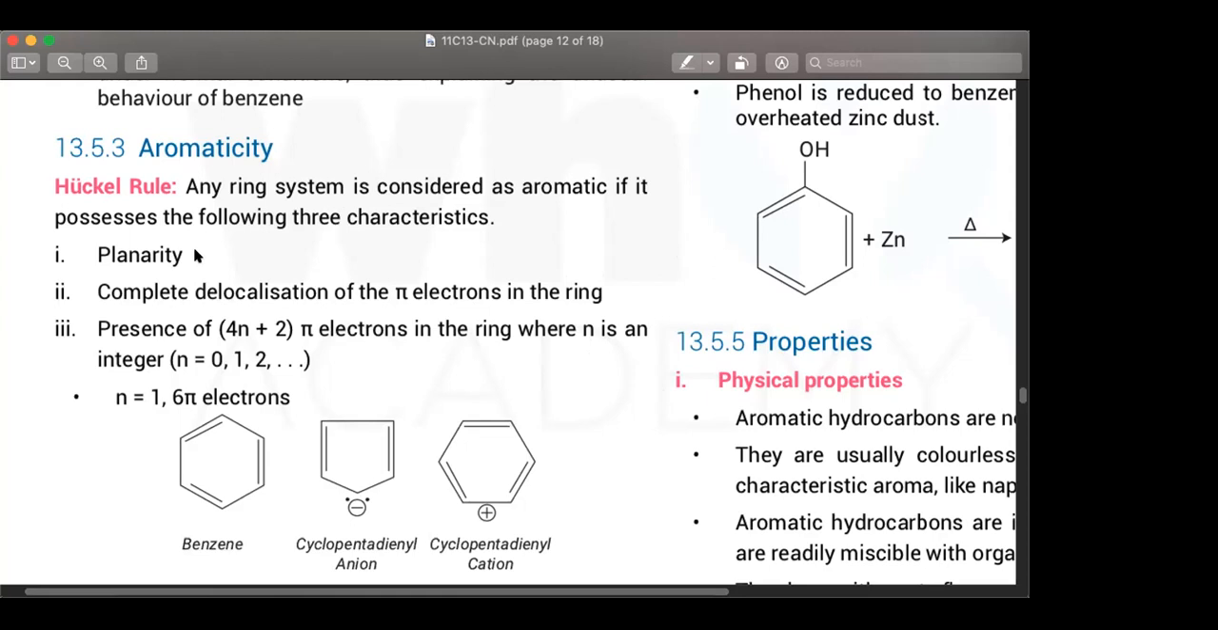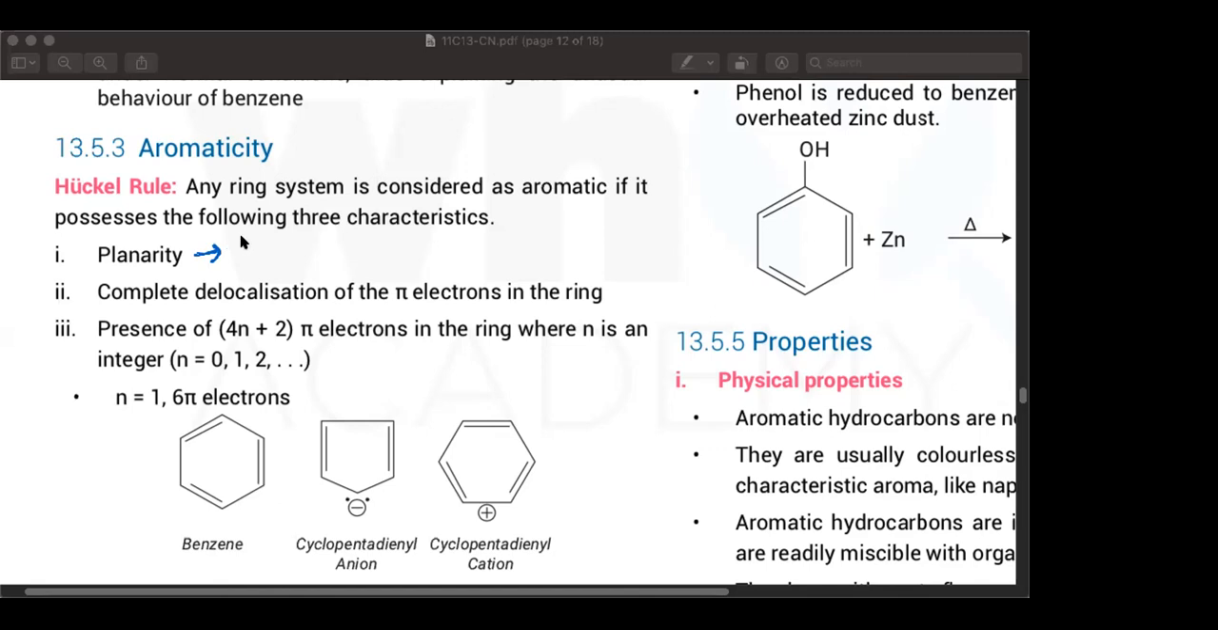So for that, if you want planarity, which hybridization has a component of all the electrons lying in the same plane? sp2. So the simpler way to look at it is, if you have only sp2 hybridized atoms in the structure, it's going to give rise to a planar structure. That is why you come across this thing that says check for alternating single and double bonds.